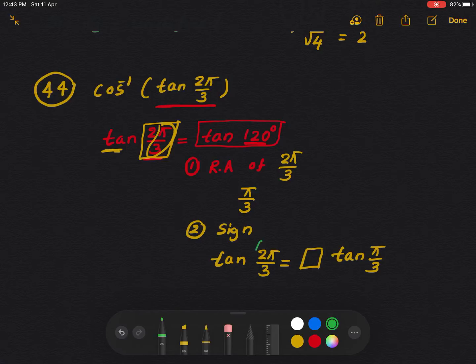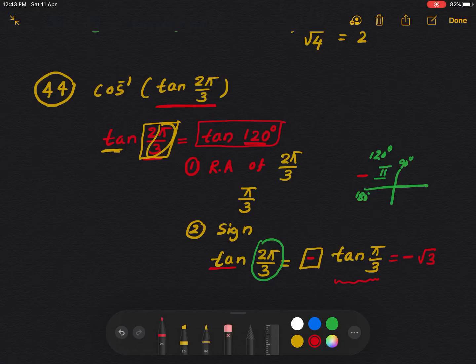So where is 2 pi over 3? 2 pi over 3 means it is 120 degree. That means it lies in between 90 and 180 degree, so 120 degree is in the second quadrant. In the second quadrant, the tangent function is, yes, negative. So it is negative. Now what is the answer? Minus. In the previous problem you found what is tangent pi over 3, that means tangent 60 degree: minus root 3.